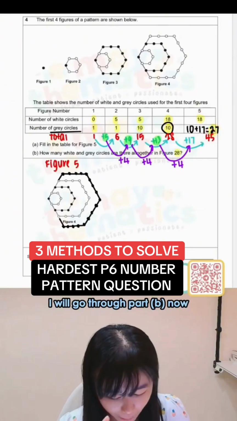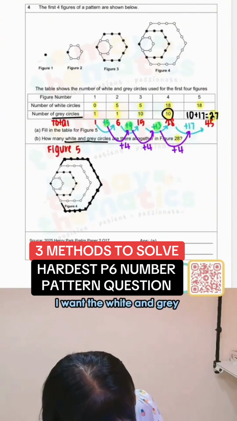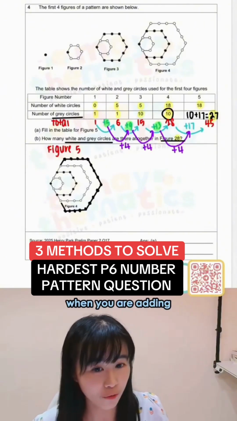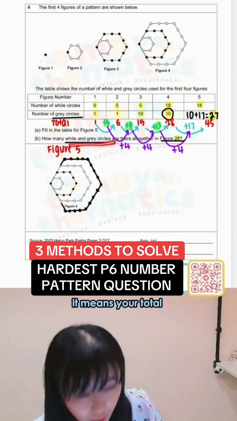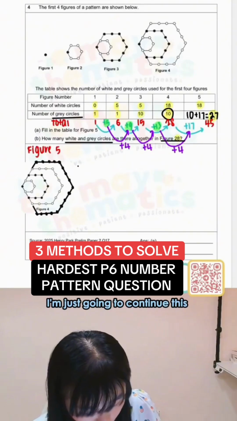I will go through part B now. So for my method 1, I'm just going to list it out. I want the white and grey all together until figure 28. 28 is not very far, but you need to be very careful when you're adding. If you want grey and white, it means your total. I already did until figure 5 now. I'm just going to continue this until figure 28.